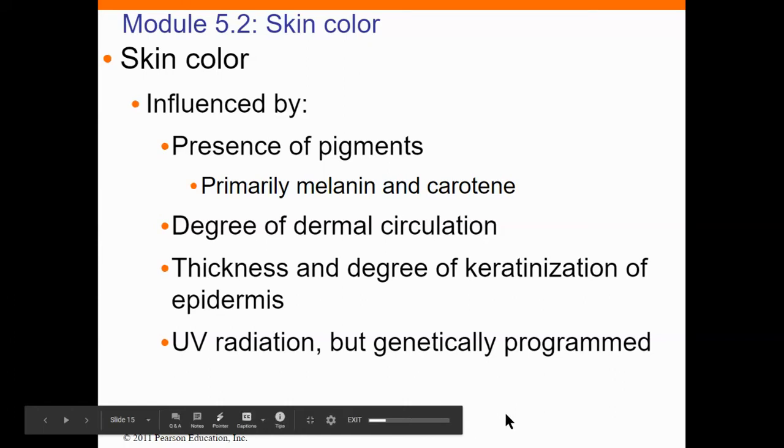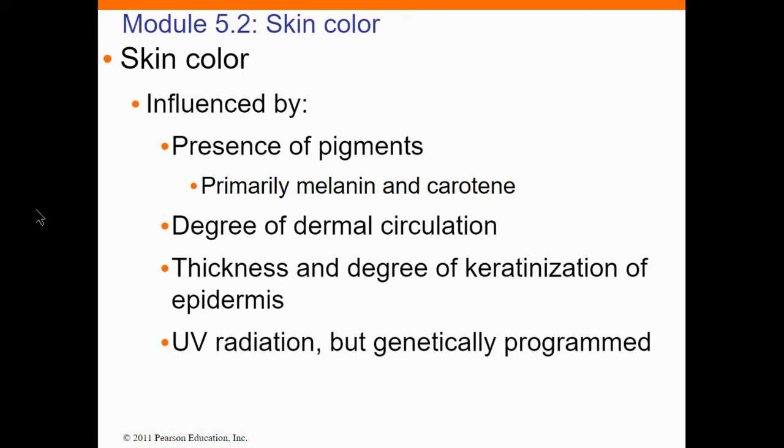Section 2 of the integumentary system is going to be all about skin color. Skin color is due to a few different things. The first one is the presence of pigments, mostly your melanin and your carotene. And then you have dermal circulation, which is a fancy way of saying your blood circulation.